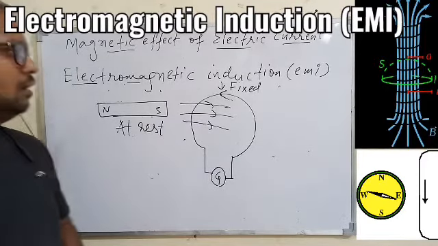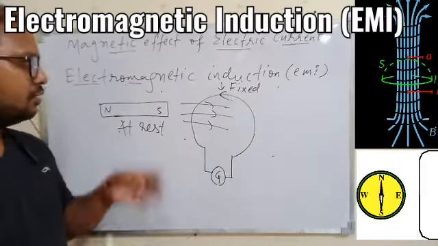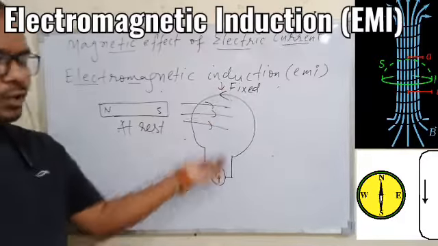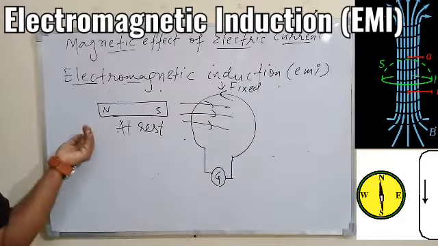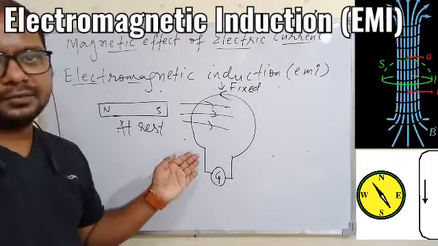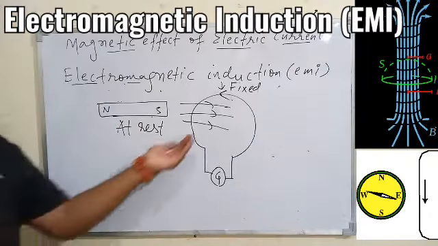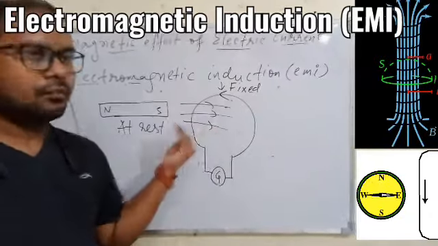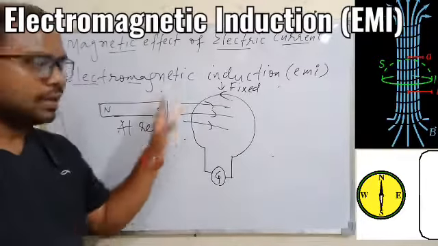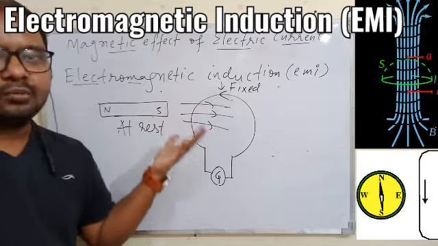So the condition we need to understand is that overall there should be a change in the flux, and for that change either you fix the coil and move the magnet to and fro, or you fix the magnet and move the coil forward and backward. Even if the magnet is fixed at a place and you move the coil forward and backward, in that case also the magnetic field lines passing through the coil will change, so automatically the current will be induced.